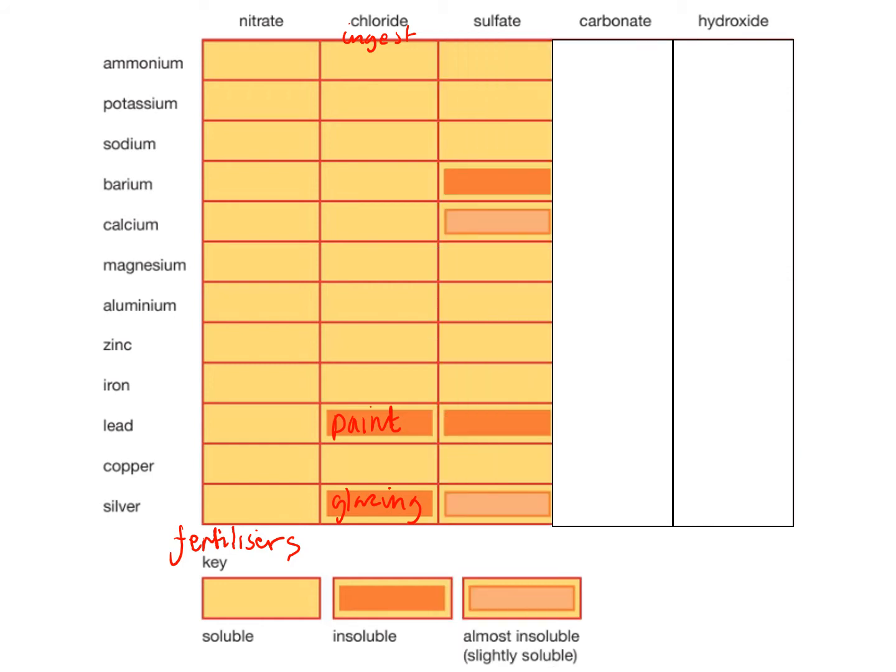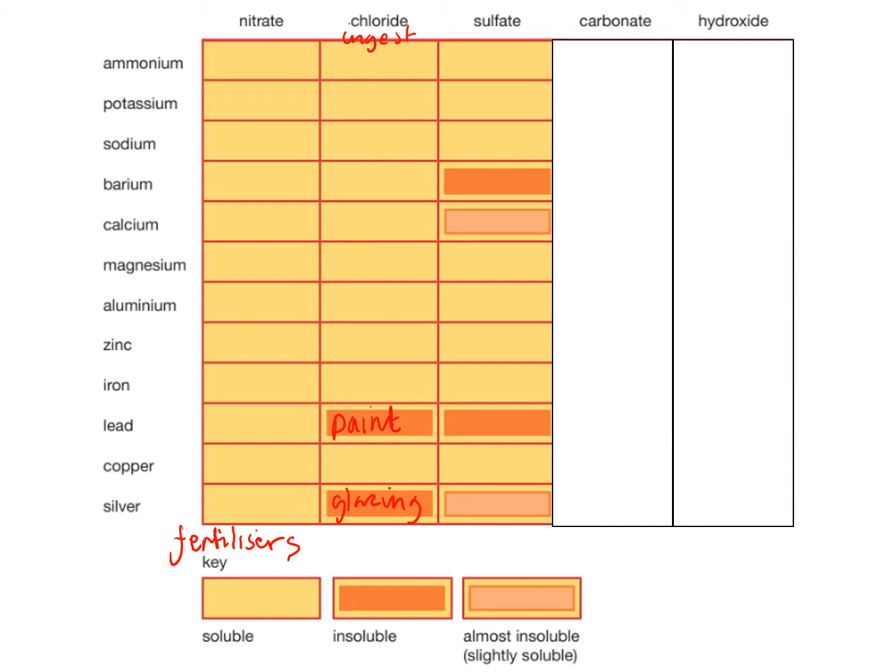Your sulfates are mostly soluble, besides four, which you need to know, and lead and silver again. They're pretty much all insoluble except for your lead and silver nitrates. But on the other hand, they are all insoluble, so they're quite easy to remember.